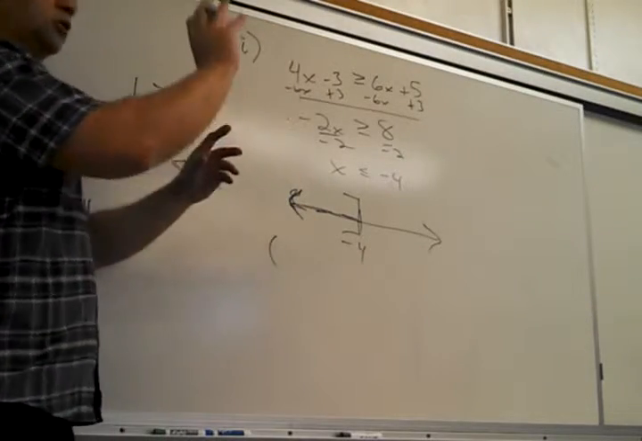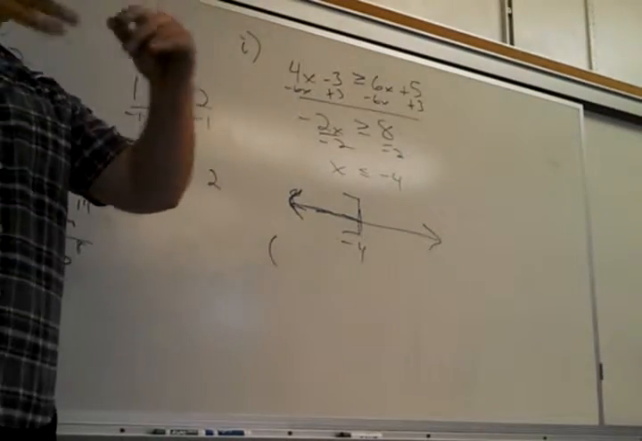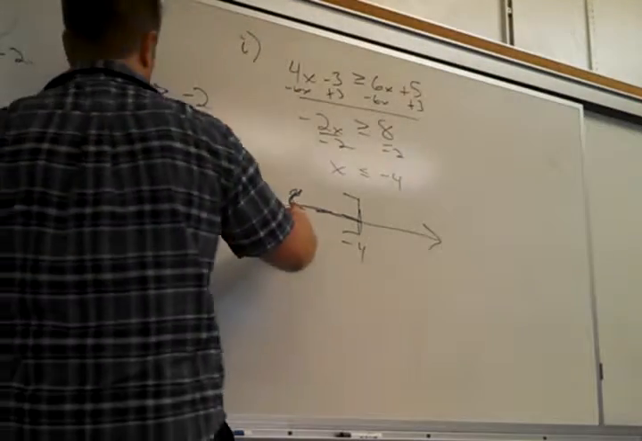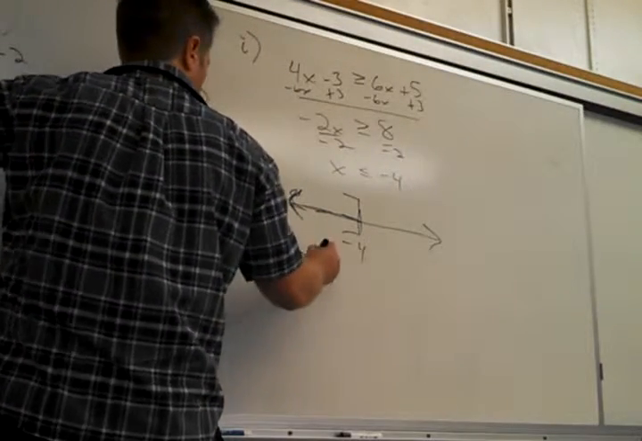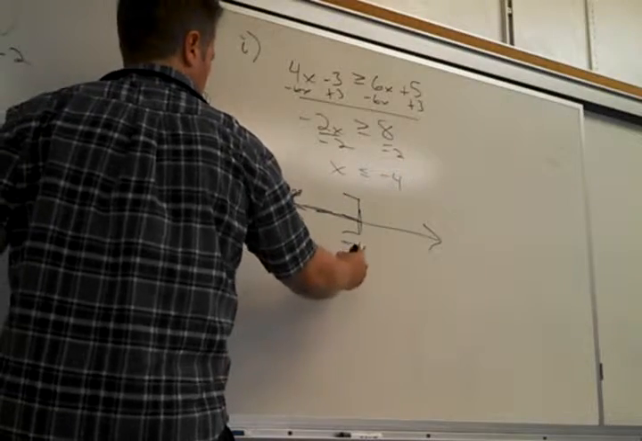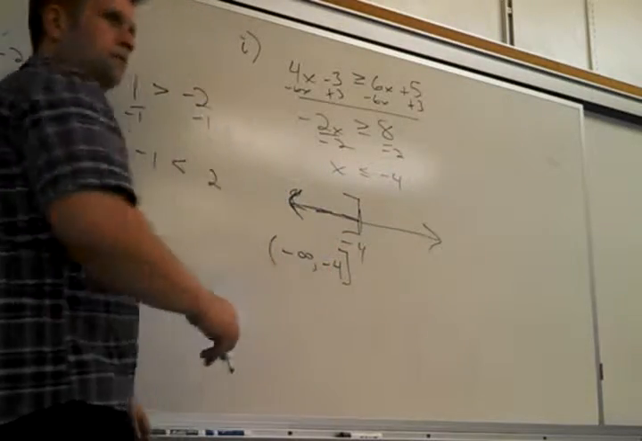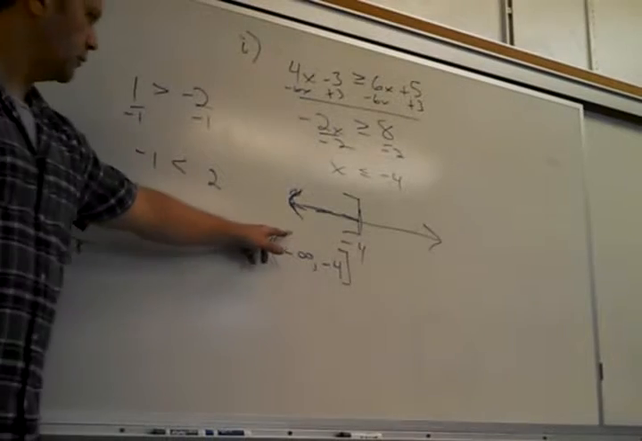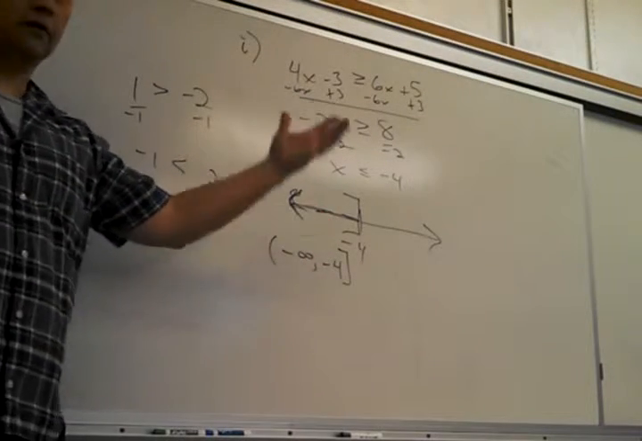I see a few too many people doing it the other way around. It's from smallest to biggest. So what's the smallest? Negative infinity. And the biggest? Use the same symbol there. When does this become a bracket on the infinity? Never.